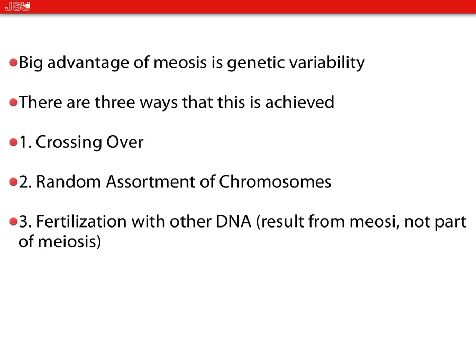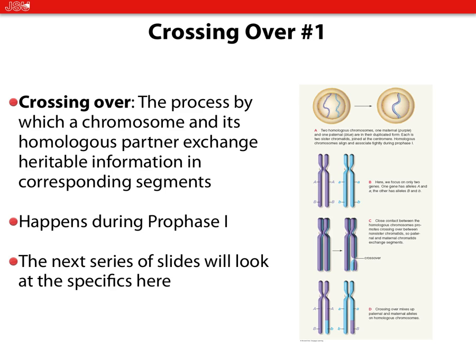Big advantage in meiosis is genetic variability. Know that. And then know what these three factors are: crossing over, random assortment, and fertilization. All of these three increase genetic variability. Let's talk about them. So crossing over, very important. This is going to be an exchange of genetic material between chromosomes.